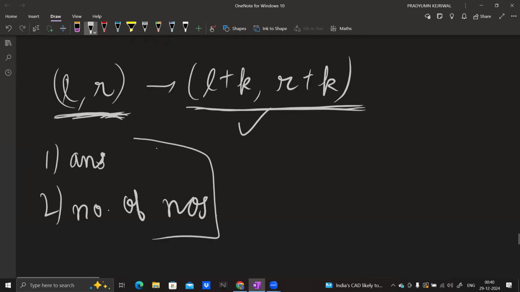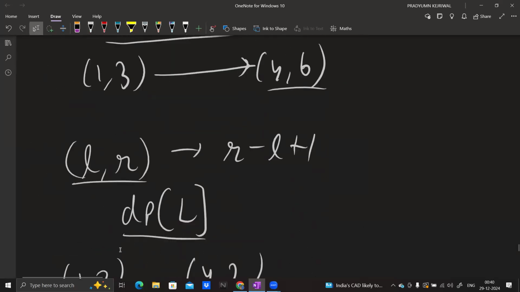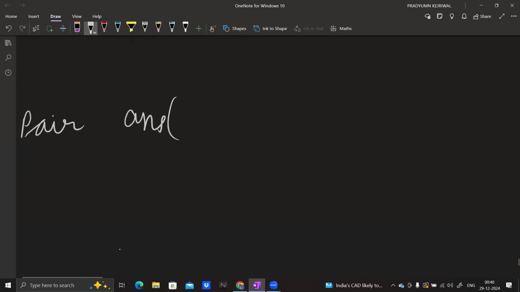So the implementation goes like this: I have a function which returns me the answer. It returns a pair, which is this pair only. It takes in L and R, and it returns the pair for L comma R.